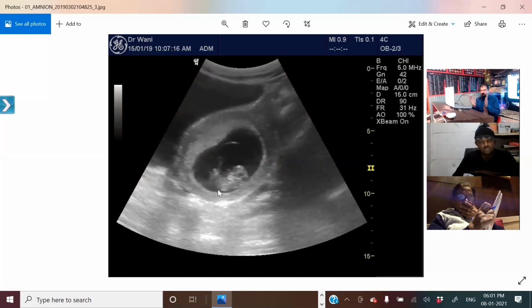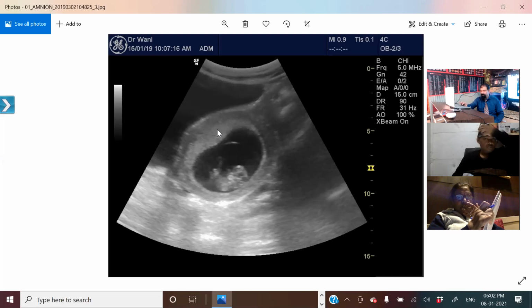I am repeating this for the freshers only, for the beginners only. The CRL has to be taken from this point to this point. What I am pointing to here is the amnion. This is the amnion, and this is the future placenta. Now see, this is the future placenta over here. So this is the chorion frondosum.